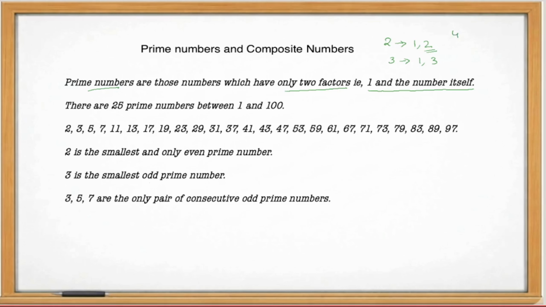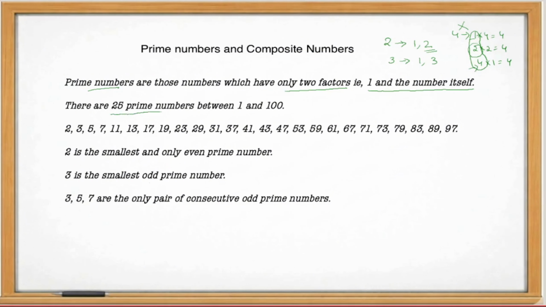What if we take 4? For 4, we have 1 into 4 is equal to 4. Then 2 into 2, which is equal to 4. 4 into 1 is again 4. So, how many factors do we have? We have three factors here: 1, the number itself, and another factor 2. So we have three factors. So 4 is not a prime number. So prime numbers means it should only have two factors, that is 1 and the number itself.